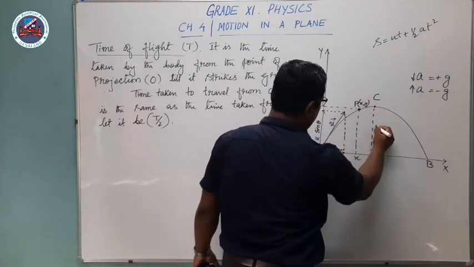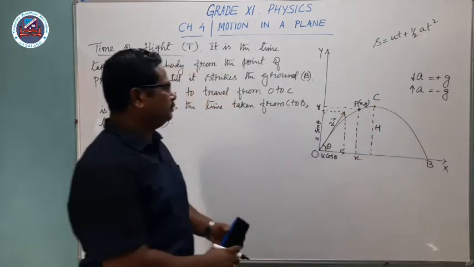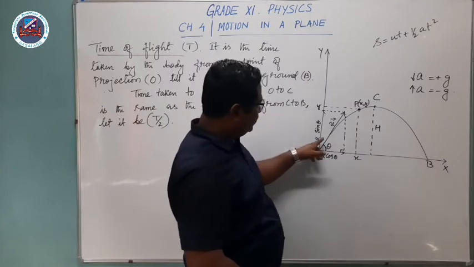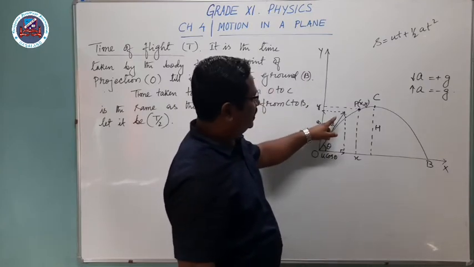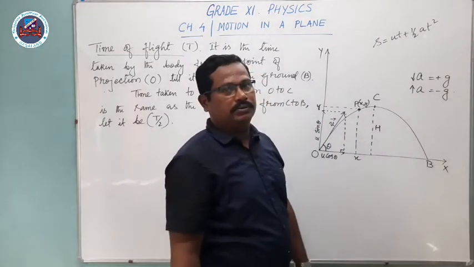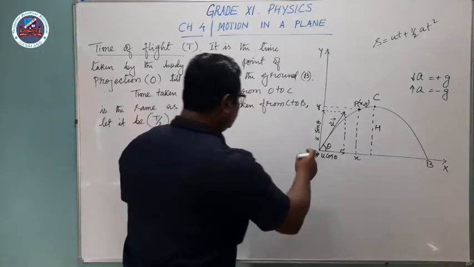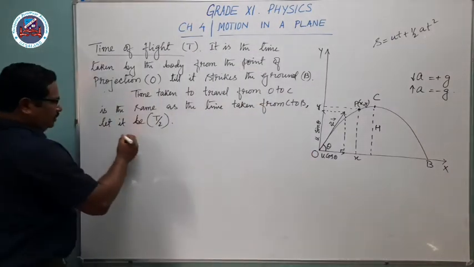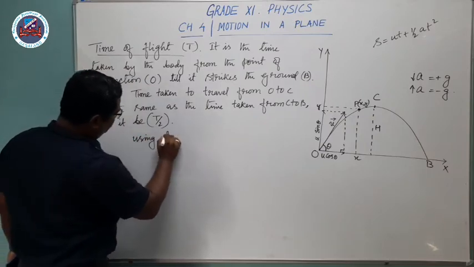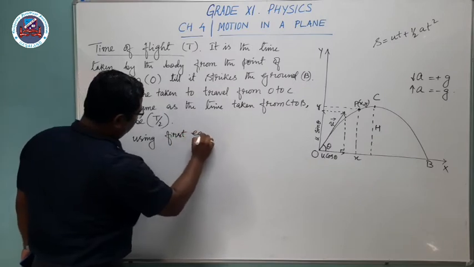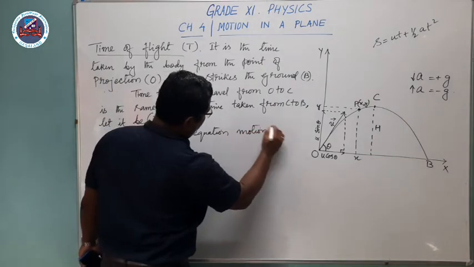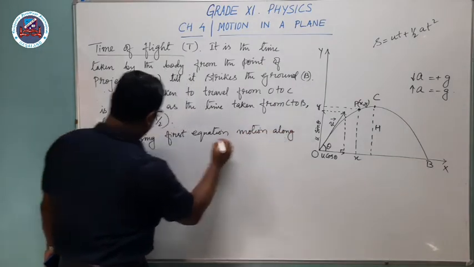This is the highest point at which the projectile reaches the topmost point. Now you see here, you have applied the initial velocity, and then when the body reaches point C, the velocity will become 0. So vy will be 0. So let us use the first equation of motion along the y-axis.